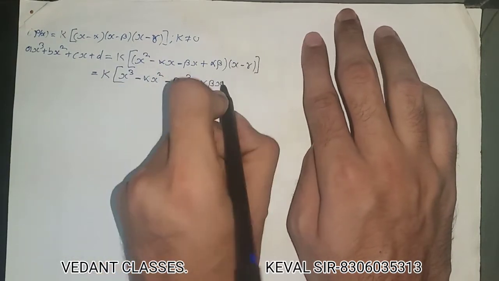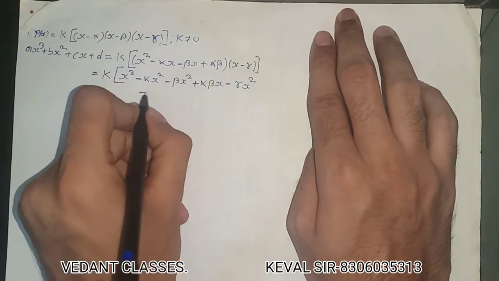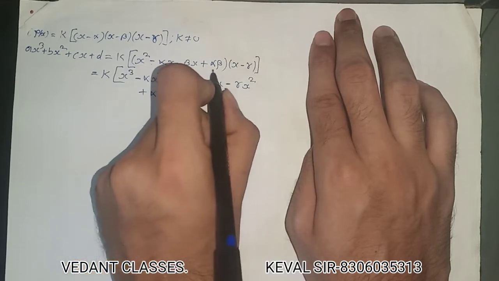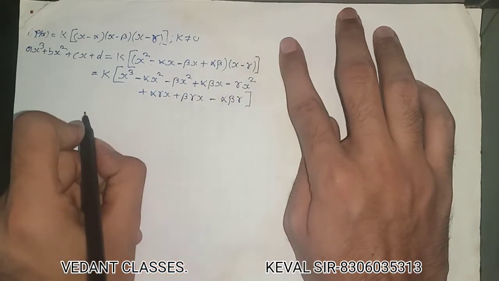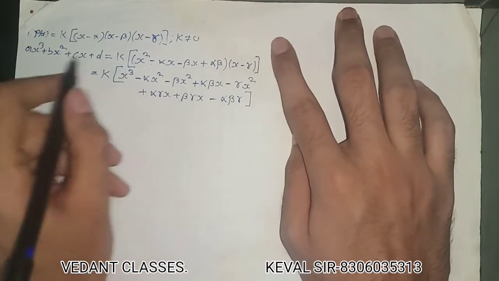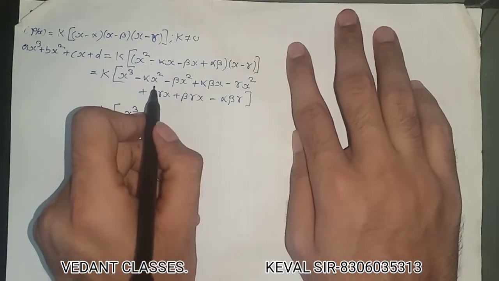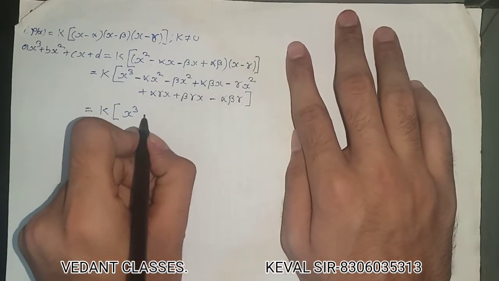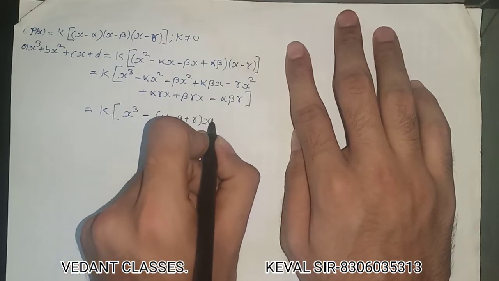Now multiply this one. This will be minus gamma x square, then minus minus plus alpha gamma x, this will be plus beta gamma x, and this will be minus alpha beta gamma. Now if you rearrange these terms, collect all the x cube terms, it will be x cube. Then collect the x square terms, taking the minus sign as common, so it will be minus alpha plus beta plus gamma x square.